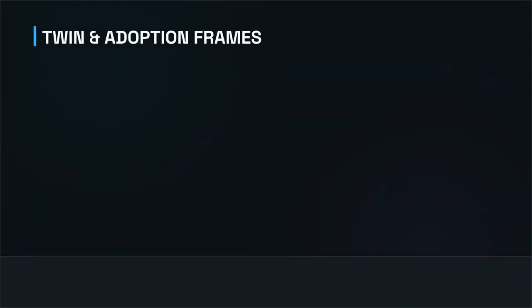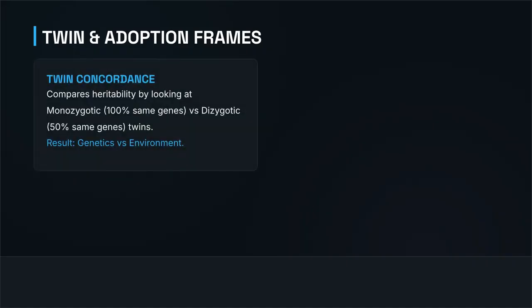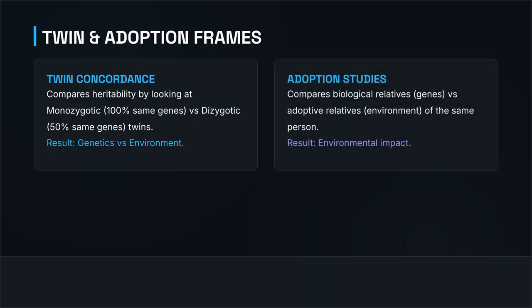Sometimes we need to study the actual biological hardware of humans, and that's where twin and adoption frames come in. This is the ultimate nature versus nurture experiment. A twin concordance study compares the frequency of a disease in monozygotic twins, who are a 100% genetic match, against dizygotic twins, who are a 50% match. It measures heritability. Adoption studies take it a step further by comparing siblings raised by biological parents versus adoptive parents.